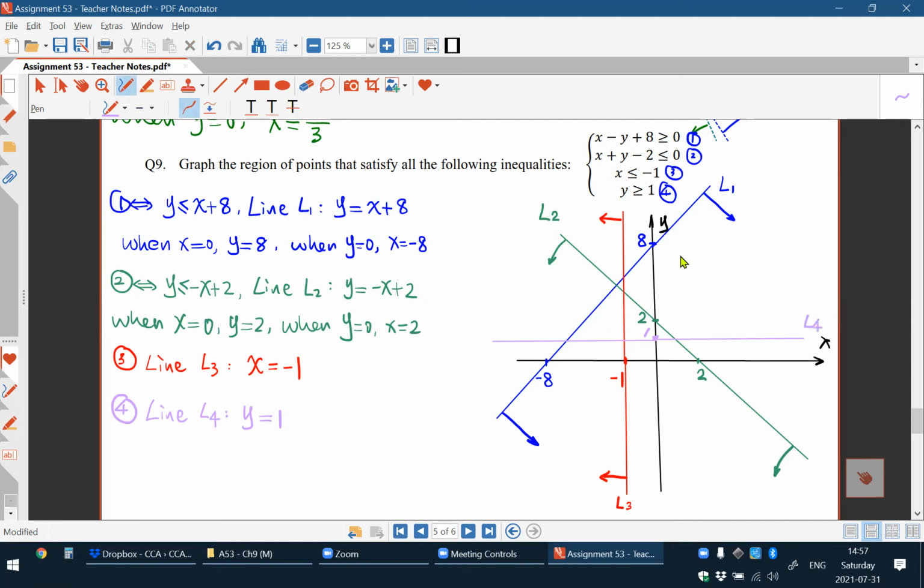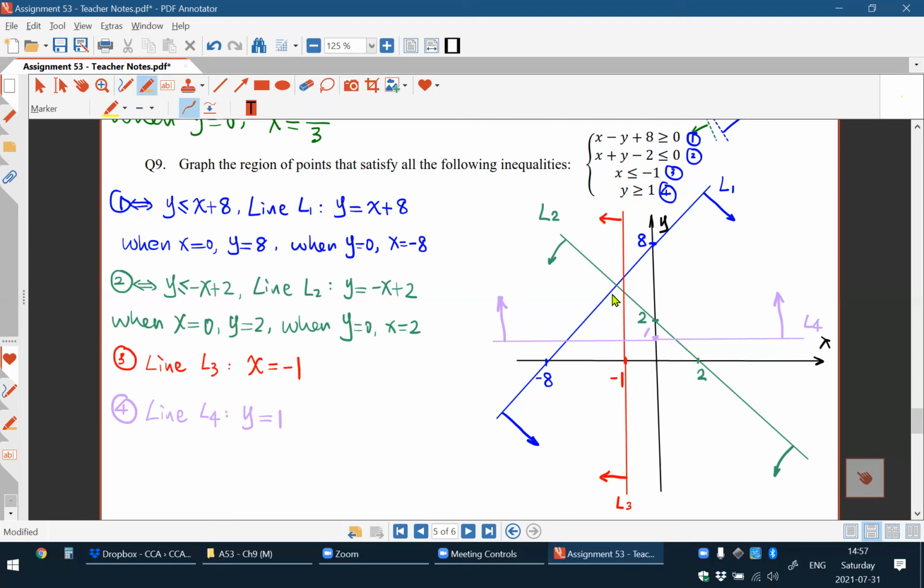And how about the region? It says y should be greater than one. Greater than one is, of course, above this line, right? Okay, so now can you tell which is the overlapped area? The overlapped area should satisfy all of the regions, right?